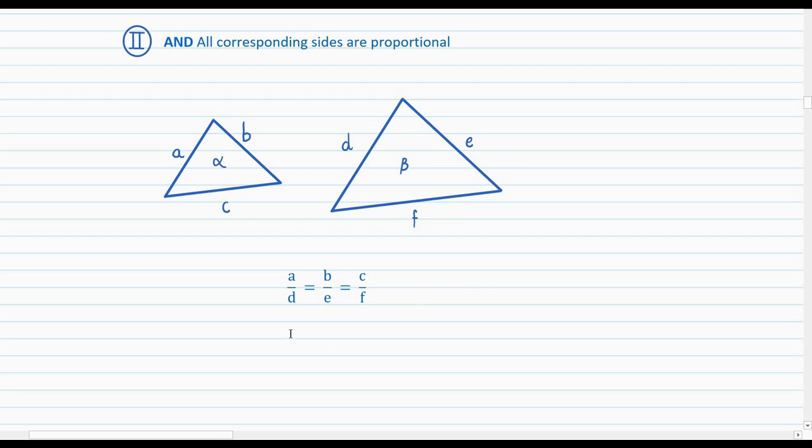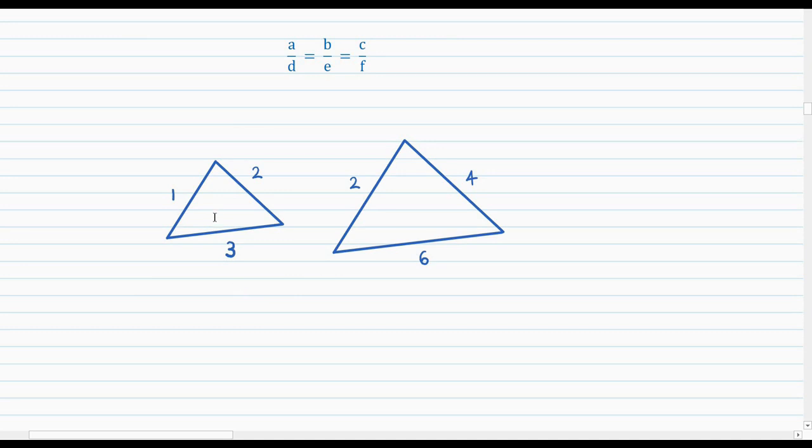And I should emphasize that what these letters represent are lengths, meaning A could be a length of 5 centimeters and then D could be a length of 10 centimeters, meaning that triangle beta would be double the size of triangle alpha. Here's an example with some actual numbers, where the first triangle has sides with lengths of 1, 2, and 3. You don't need to worry about the units for now. And the second one has sides with lengths of 2, 4, and 6.